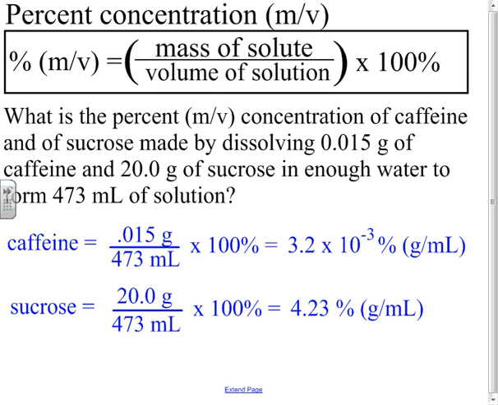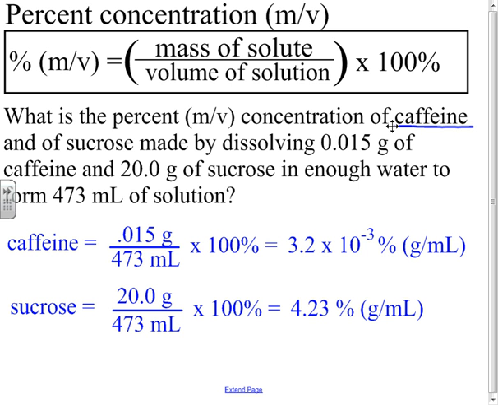Mass per volume is very similar, although we don't have to worry about the additive of volumes. And so here we've got the equation: percent concentration mass per volume is the mass of the solute divided by the volume of the solution times 100%. So note this problem, we've got really two parts.